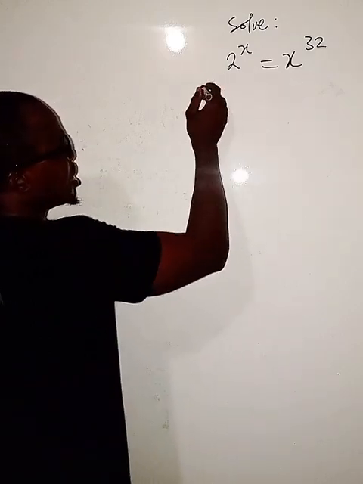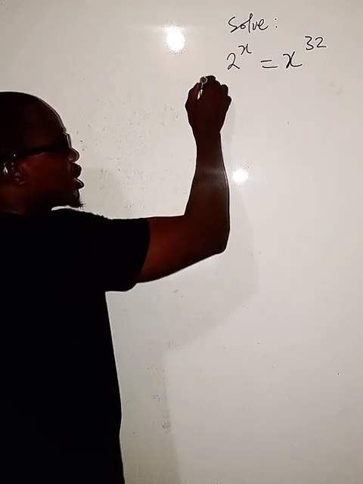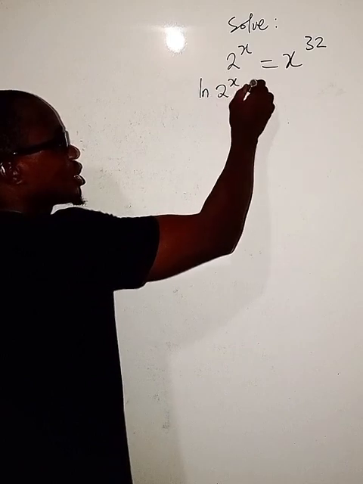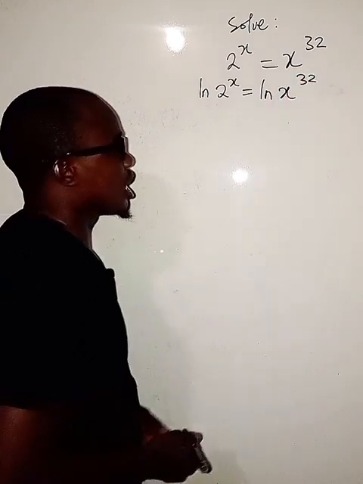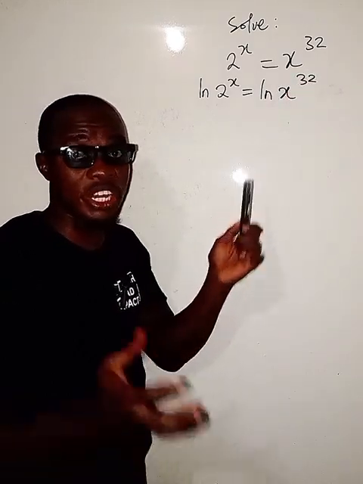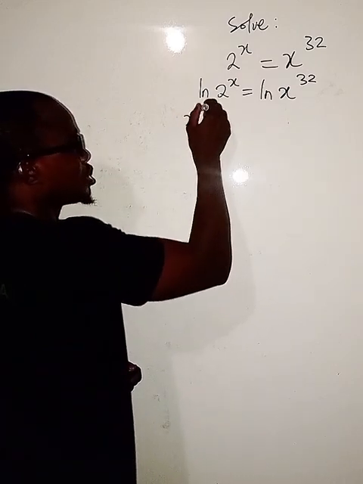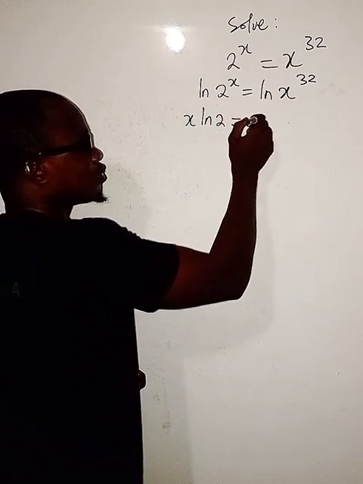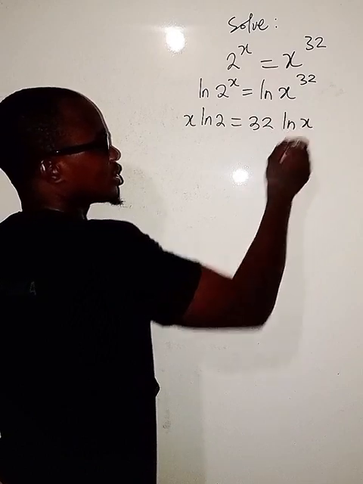Now from here, I'm going to introduce a natural log to both sides. ln of 2 to the power of x equals ln of x to the power of 32. And you know that this is a logarithm. Whenever you apply logarithm, the power comes down and multiplies, so you have x ln of 2. The 32 will come down, and we have 32 ln of x.